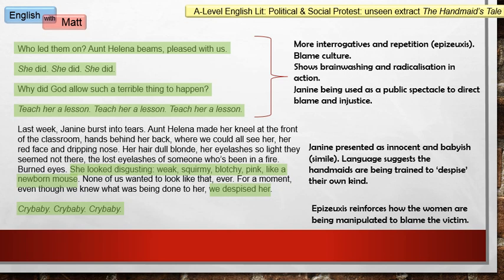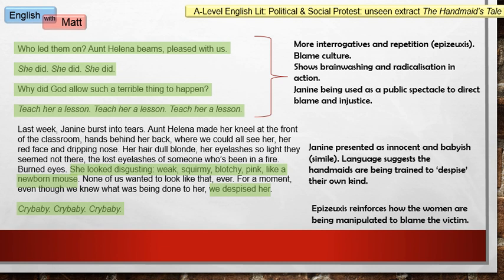The handmaids, despite sharing the same position in the Red Centre and in Gilead, are being trained to despise their own kind. So you can't trust people in the same position as you, because they can also blame you and ostracize you and see you as other, even though you are the same. And they say "we despised her" again, which is quite strong language to show how the aunts and the Red Centre are teaching these women to turn on their own kind.